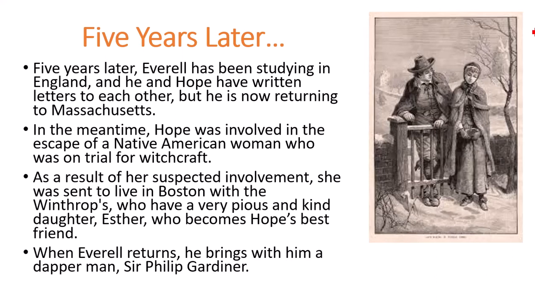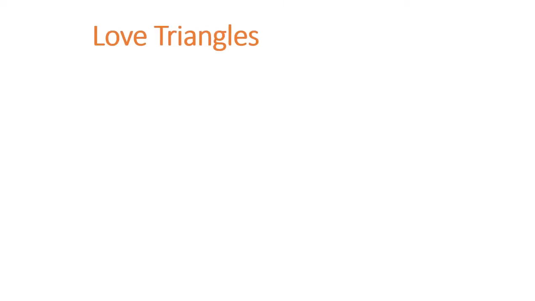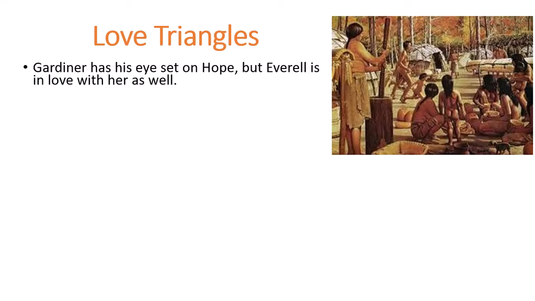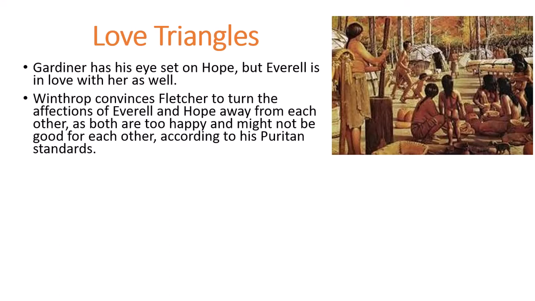When Everil returns, he brings a dapper man with him named Sir Philip Gardner, and then we have some love triangles. So this is a depiction of a Pequot village. Gardner, Everil's friend at first, has his eye set on Hope, but Everil is in love with her as well, and it seems like Gardner's intentions may not be as honorable as they first appear. He dresses too flamboyantly for a Puritan and has this servant with him who is also dressing quite flamboyantly, which they would not have approved of.